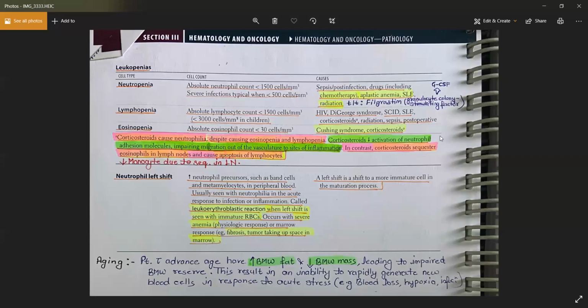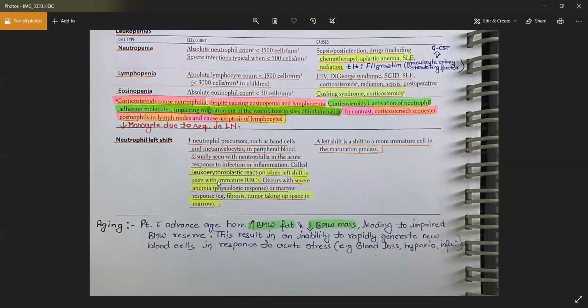Okay, and same thing we have discussed. They will decrease the activation of the neutrophils and they will cause a demargination. So neutrophilia, but these are the dysfunctional type of neutrophils. Any doubt? No, thank you.